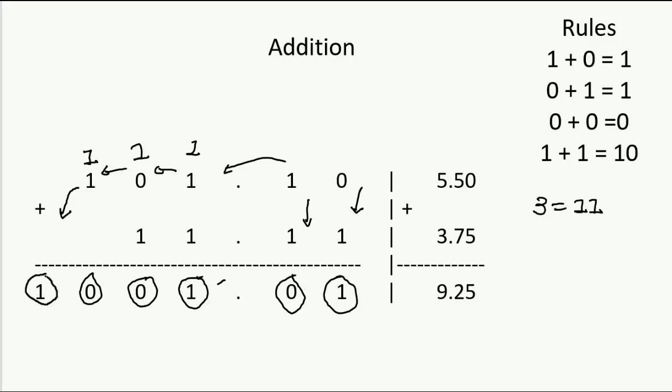So now our final answer is 1001.01, which is nothing but 9.25. So we can say that binary addition is also the same as what we have done in decimal addition.